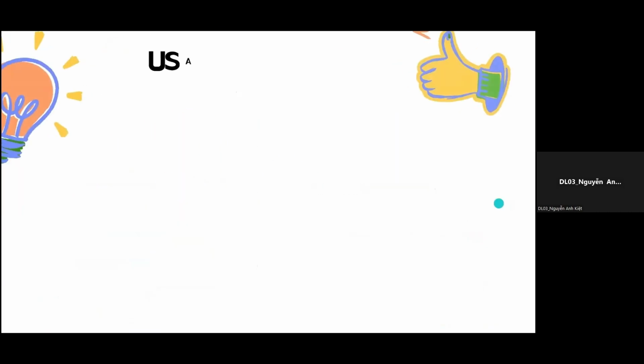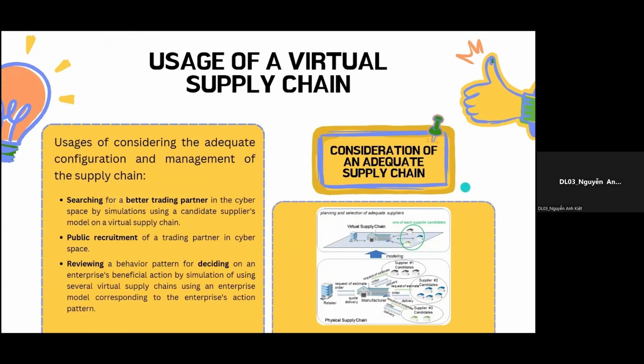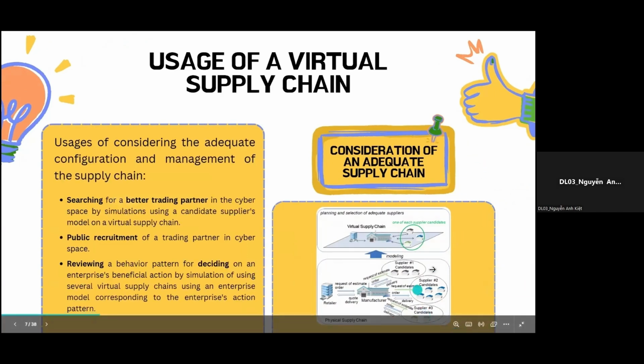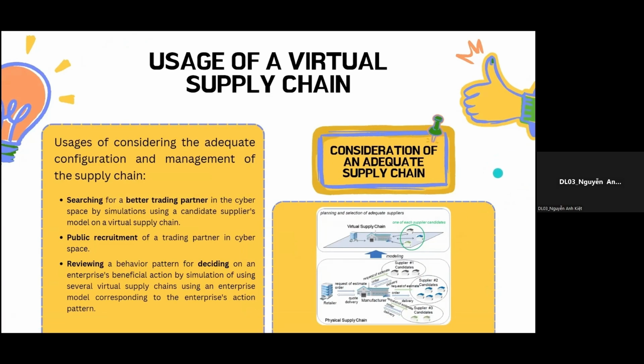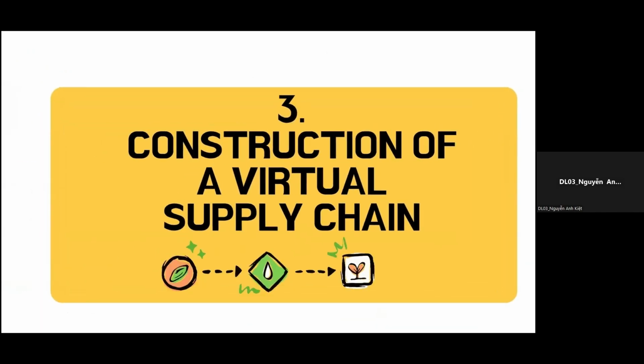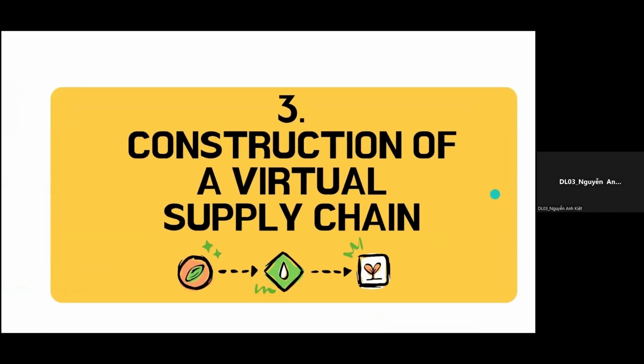And another usage of a virtual supply chain is to consider the adequate configuration and management of the supply chain. It is used to search for a better trading partner in cyberspace, make a public recruitment of a trading partner in cyberspace, and review a behavior pattern for deciding on enterprise beneficial actions. And next will be the construction of virtual supply chain.